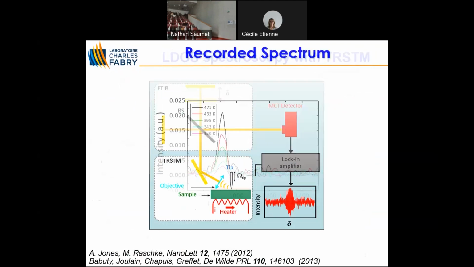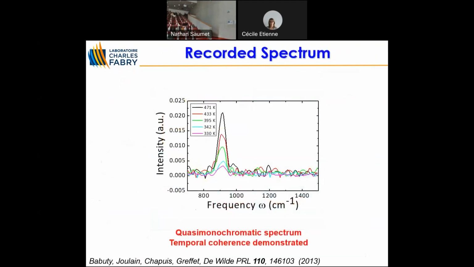And do I have the spectrum? Here is the spectrum. You see that the spectrum increases as you'd expect when you increase the temperature, of course. And it's monochromatic. So there is not much to see because it's in the right place where you expect, at the surface phonon polariton frequency.